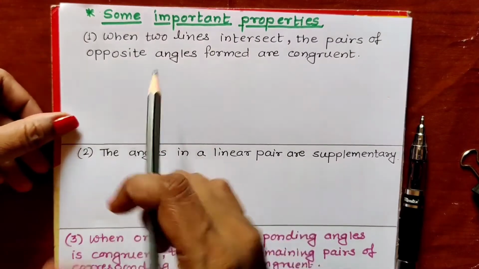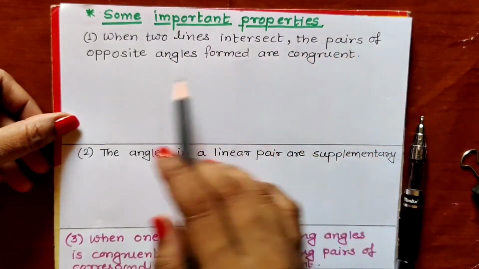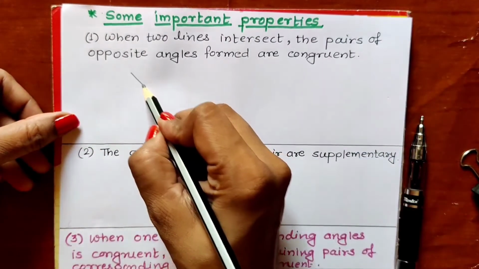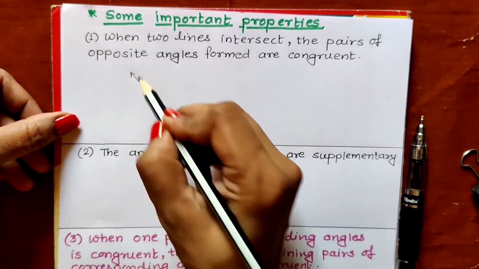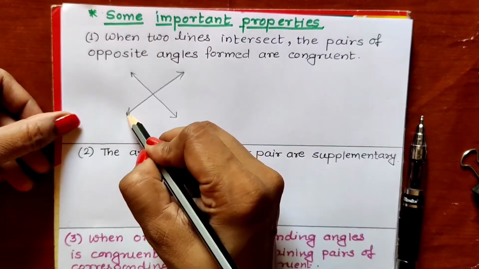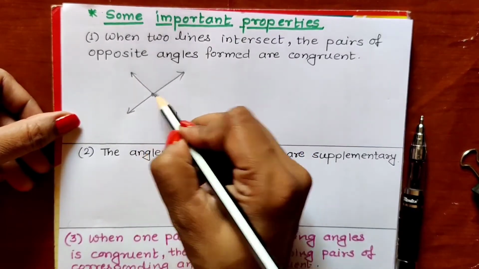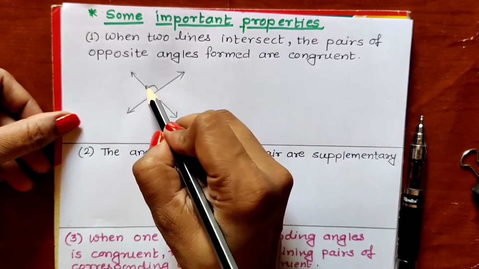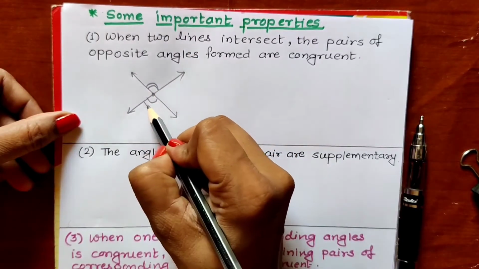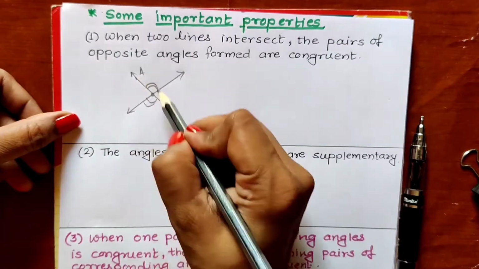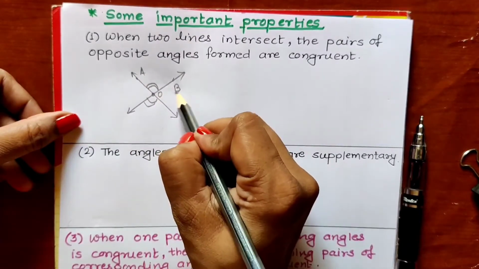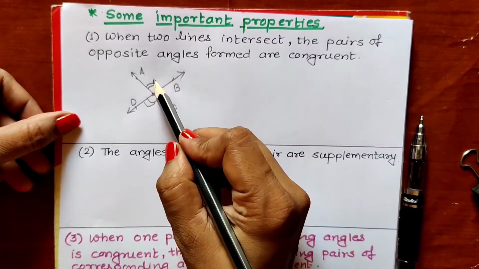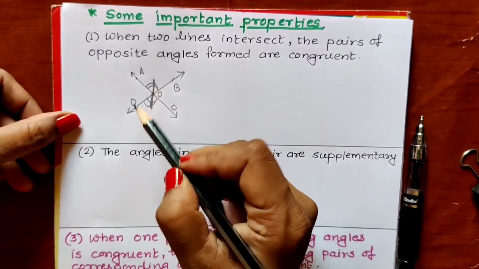Now see, the first property is when two lines intersect, the pairs of opposite angles formed are congruent. So if I draw any two lines here, this is one line and this is the other line. Okay, these two lines are intersecting each other. We can see the shape of X is formed. So these angles, if I write any name, angle AOB and angle DOC, these are the opposite angles. They are vertically opposite angles.